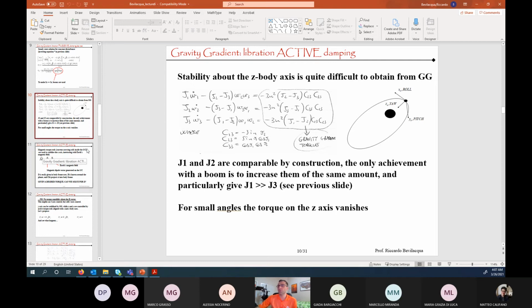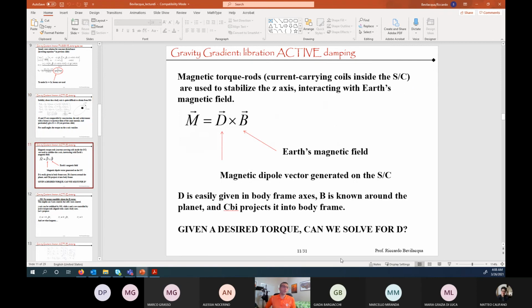Spin stabilization also is not an active, in the classical sense, control means, because you just put something into a spin and you let it go. While here, we can indeed control the intensity and direction in the body axis of the spacecraft of D. So the question is, if I give you a desired torque, and that could be from a control law that we have implemented, can I always solve for D? Well, obviously, by looking at this expression, no.